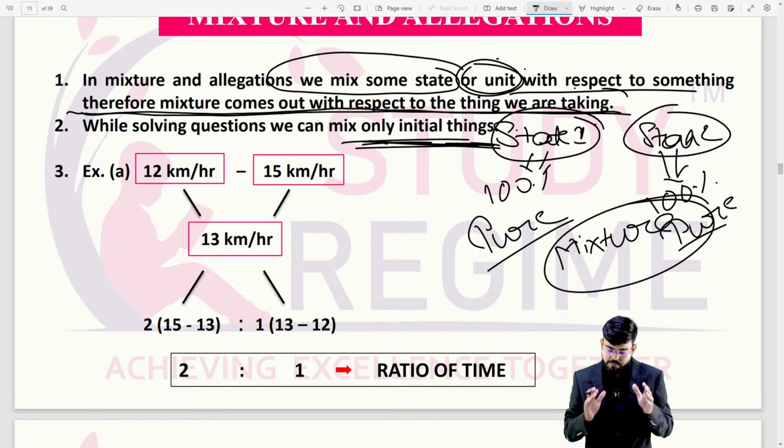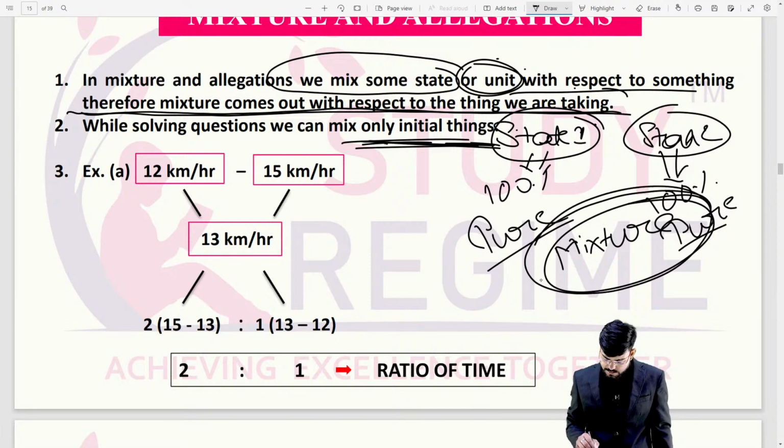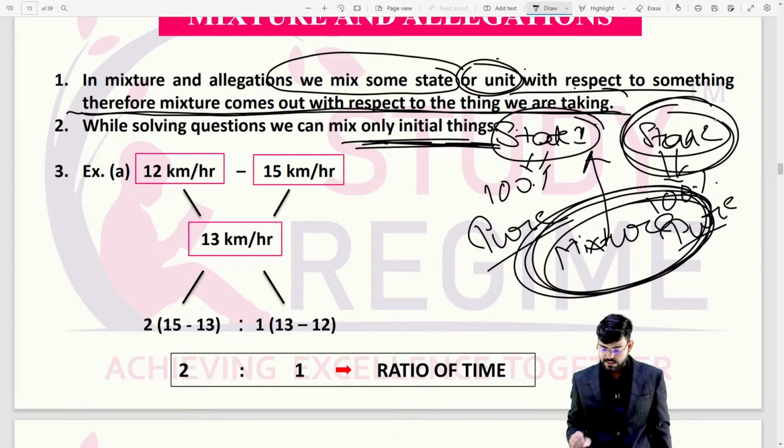And if you are mixing state 1 with state 2, then what are you getting? You are getting something with respect to the things we are taking. I will tell you later on, with an example.